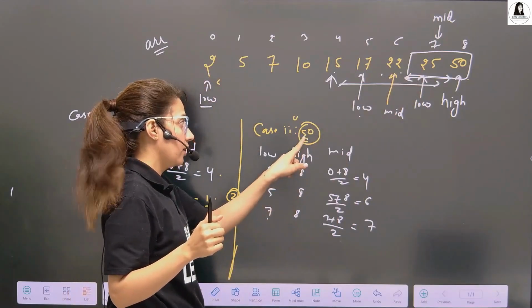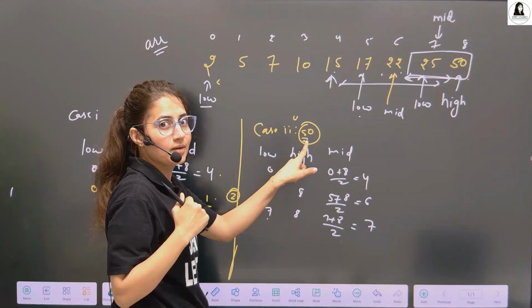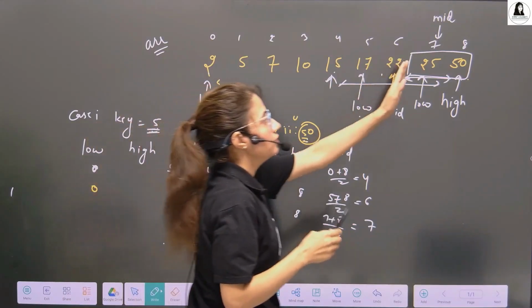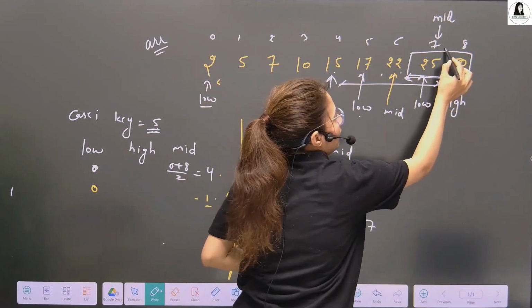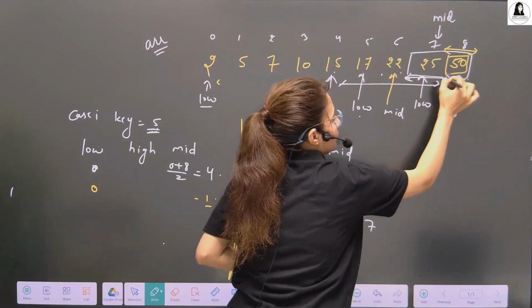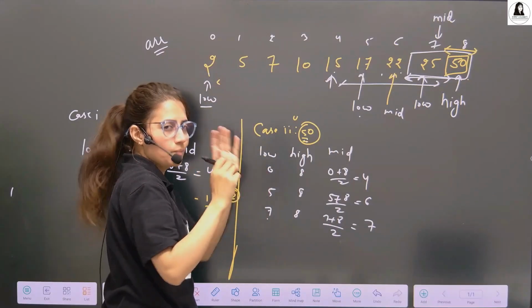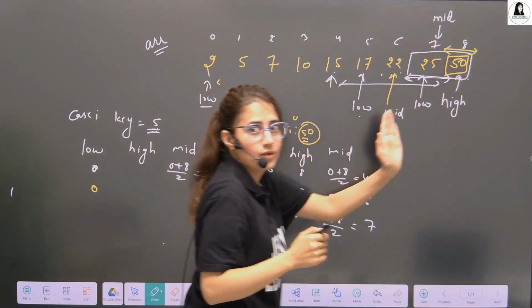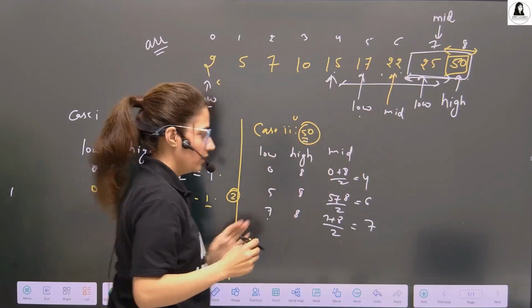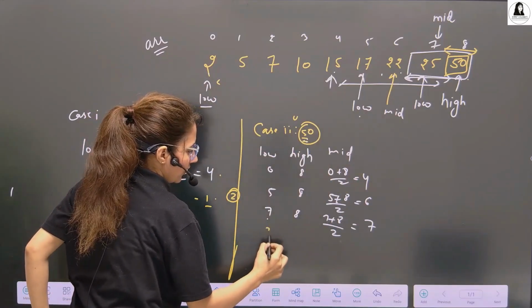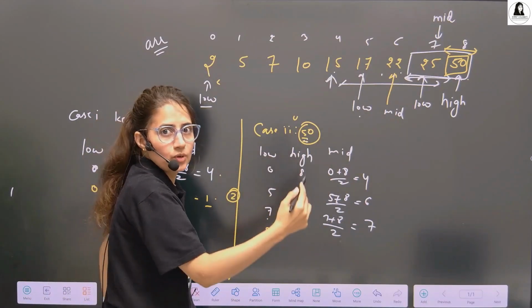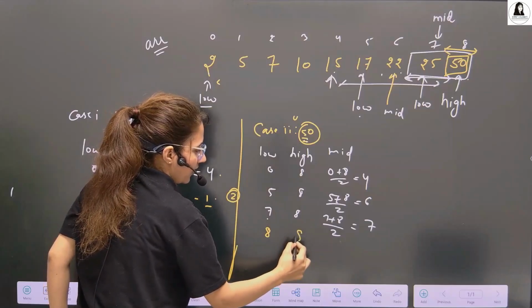Now compare. Is 50 equal to the mid element? No. The key element is greater than the mid element. So now we have to search in the right half. Obviously the right half of this is only one element left. But we have to go to the right half. So we again modify our low. Low becomes mid plus 1, that is 7 plus 1, that is 8. And high is still 8.